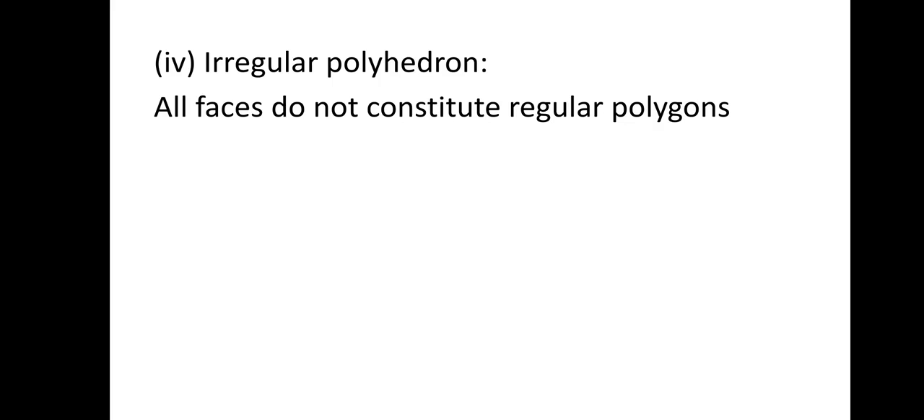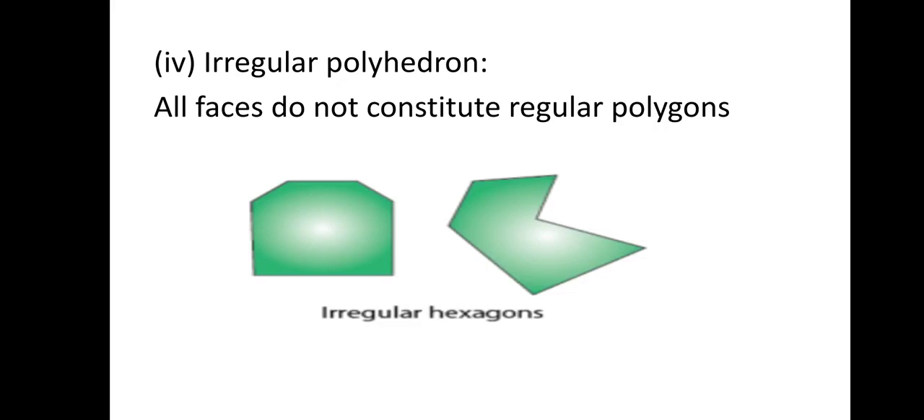So, a polygon which has all its sides of equal lengths and all its interior angles of equal measure is called a regular polygon. If all the faces do not constitute regular polygons, that comes under the category of irregular polyhedron or not a regular polyhedron. This is the example of an irregular hexagon. In this, all the sides are not of equal measurement, so obviously, all the angles will not be of equal measurement. I hope all the 4 types of polyhedrons are very much clear to you.